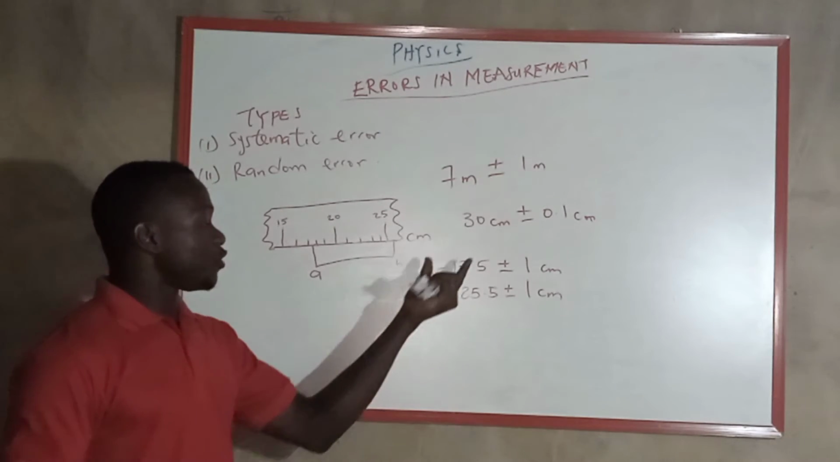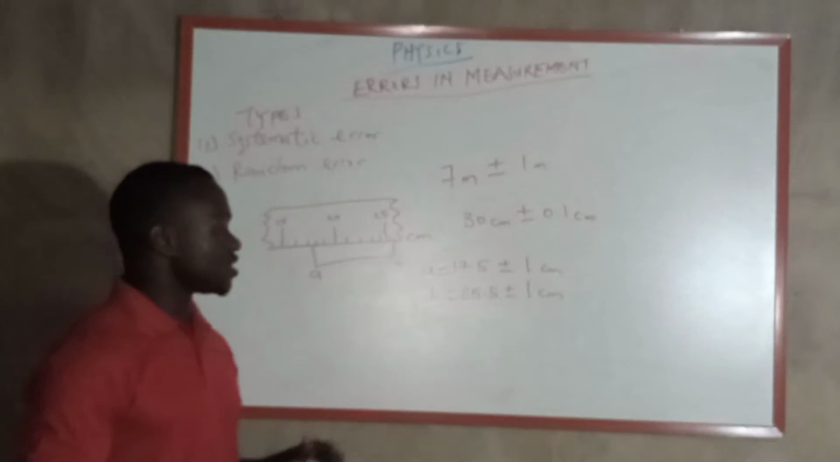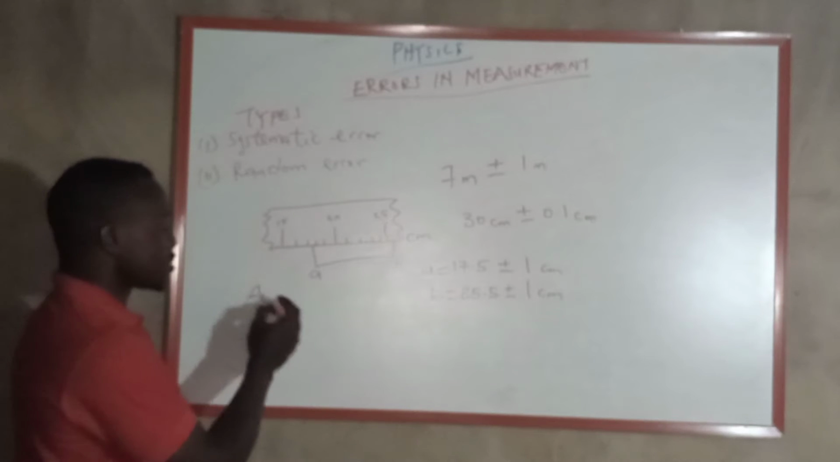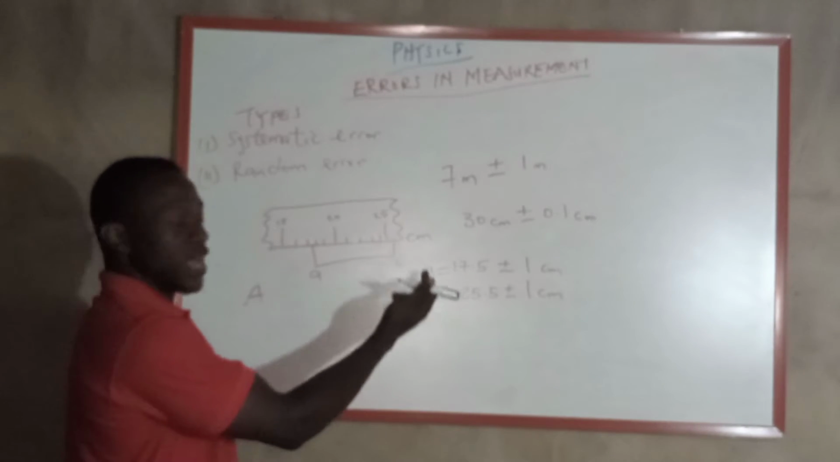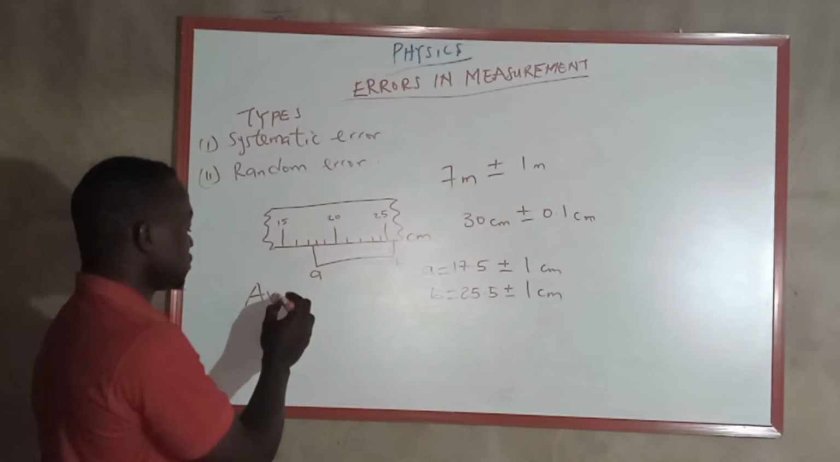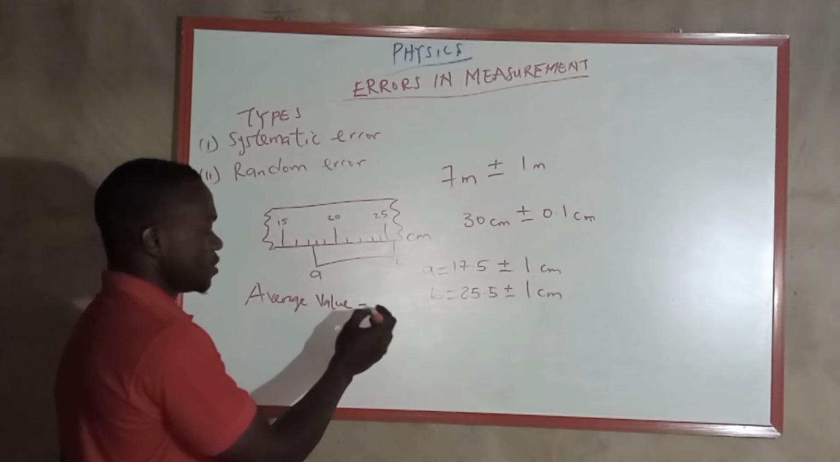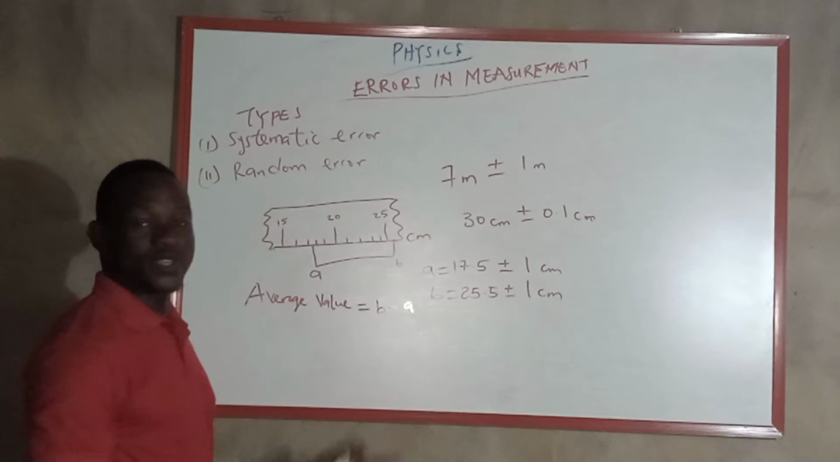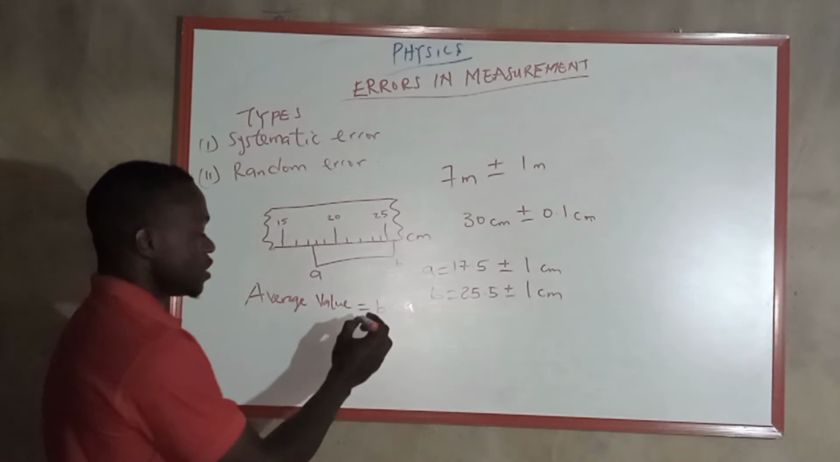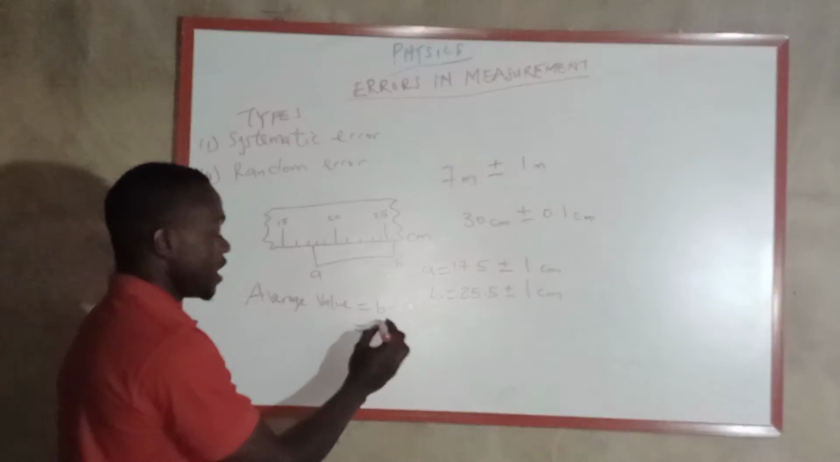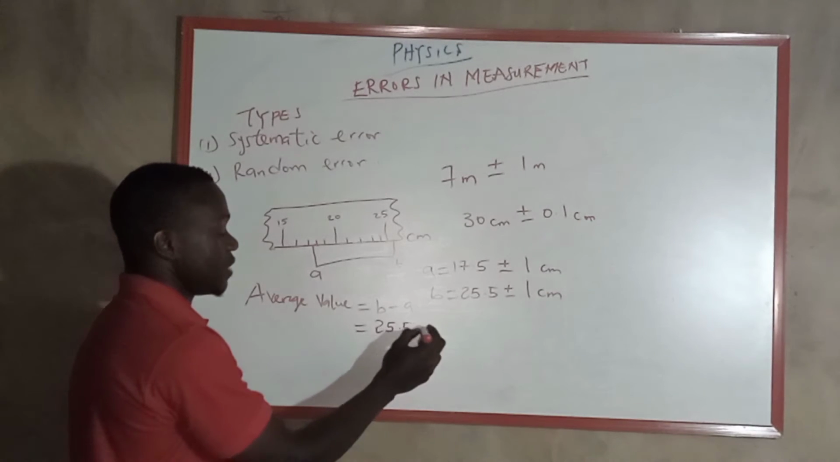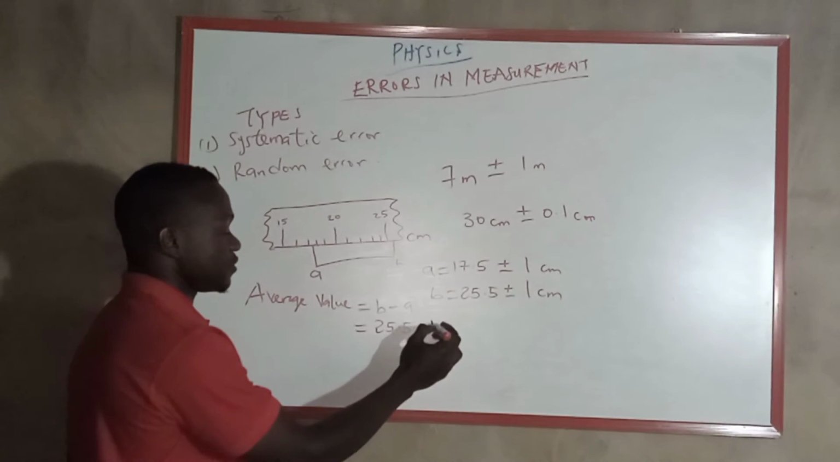So the first step is to look for the average value between these 2 points. The average value is going to give us the difference between B and A. So our average value is equal to B minus A, because B is the larger part and A is the smaller part. So we have B as 25.5 minus our A, which is 17.5.